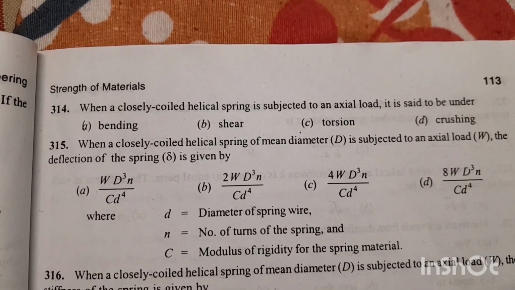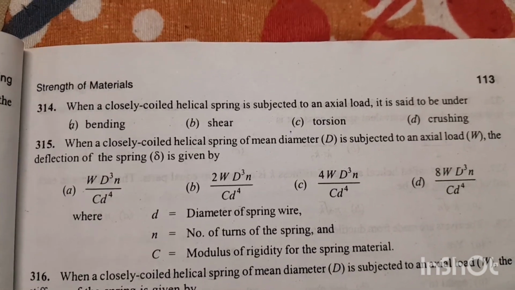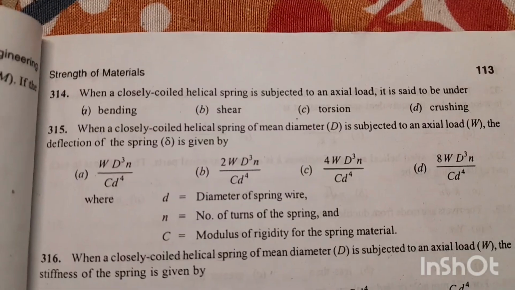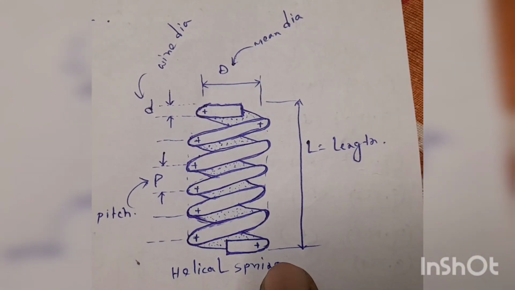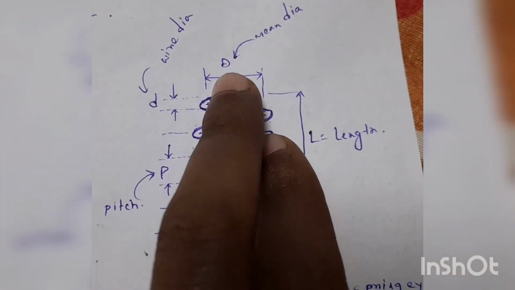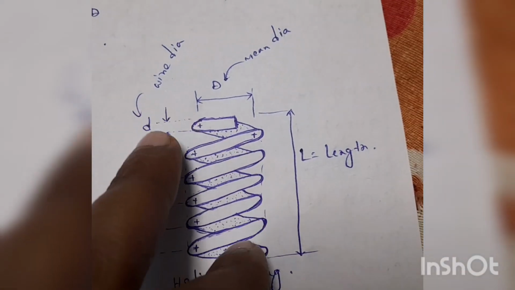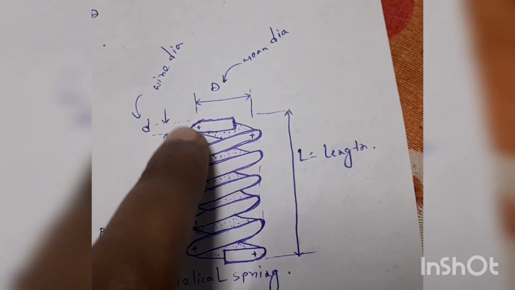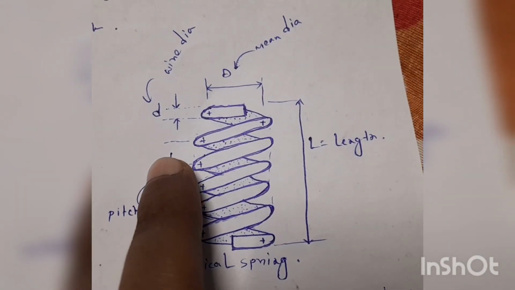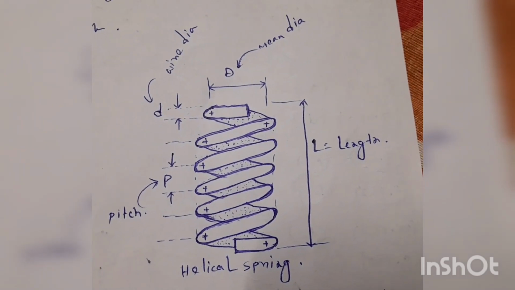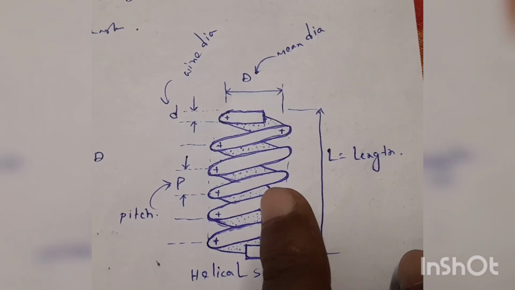Next question 314. When a closely coiled helical spring is subjected to an axial load, it is said to be under. Option C is the right answer, torsion. Friends, this is a helical spring, and the notations are given here. This capital D is the mean diameter, and this small d is the wire diameter, L is the length of the spring, and p is the pitch of the spring. This is a helically coiled spring. I am not good at drawing, but this is to help you understand.